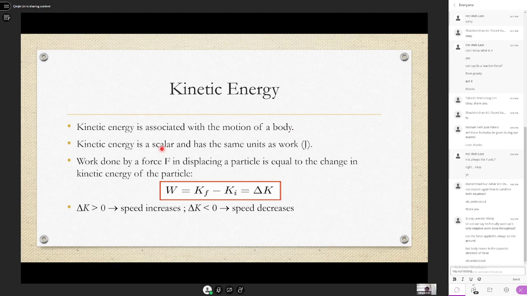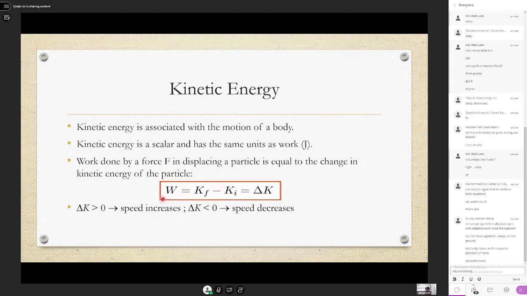A positive value of energy means energy gain. Negative means energy loss, something like that. It is a scalar, and everything associated with energy has the unit joules. Work done by a force F in displacing a particle is equal to the change in kinetic energy of the particle. So this is the same statement that I've been saying.